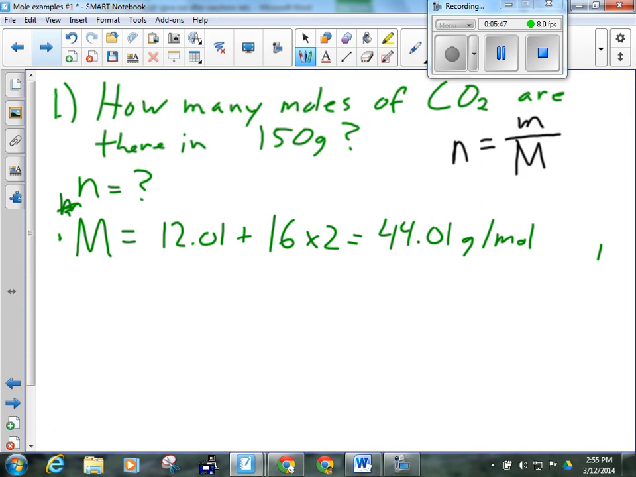The other thing the question gives me is the mass: 150 grams. N is the number of moles. No. Big M, the 44, is the mass of 1 mole. N is the number of moles. We haven't calculated that yet.